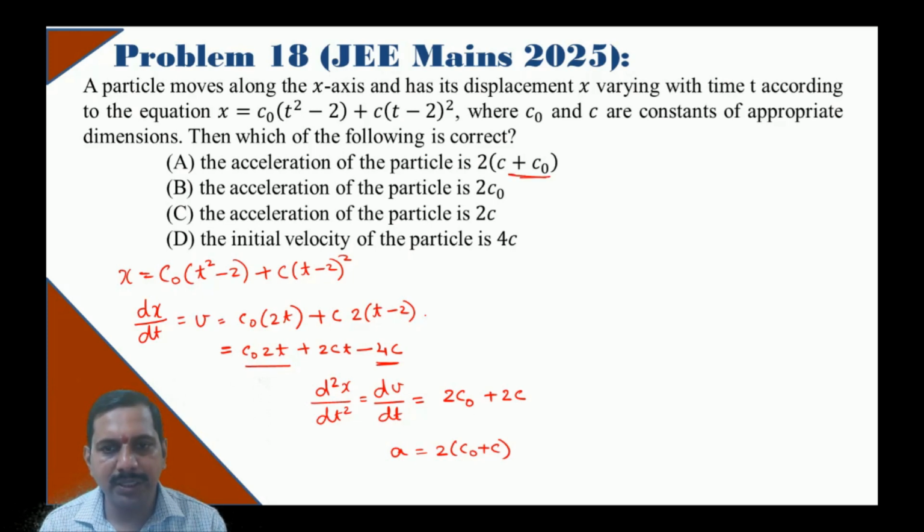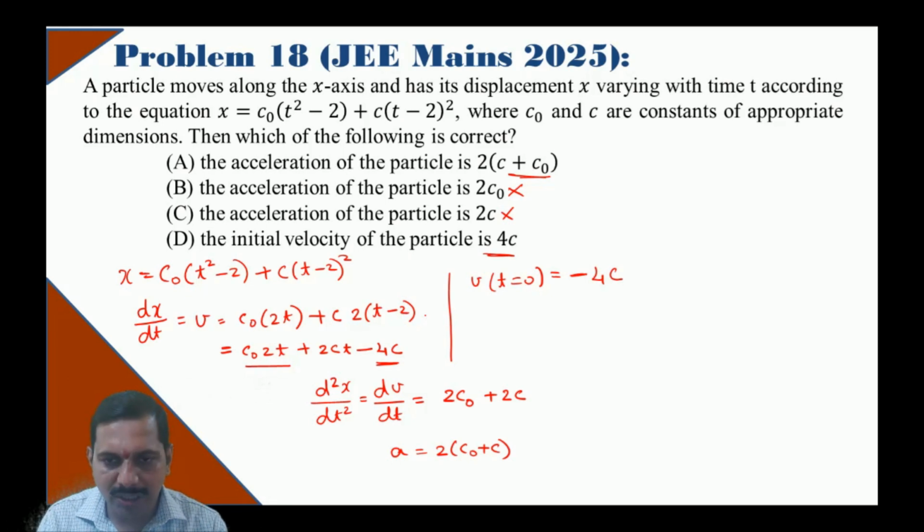But let us look at some other one also. The other acceleration options cannot be right, but this one, the initial velocity of the particle is 4C, let us look at this. What is meant by initial velocity? Velocity at t is equal to 0. Substitute t is equal to 0 here, and you will get minus 4C, which is not this. This is plus 4C and this is minus 4C, so this also is the wrong answer. The answer is only A, which is 2 into (C plus C0).